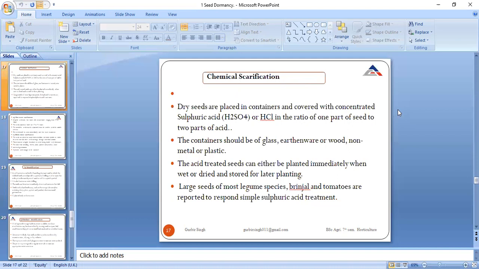Dry seeds are placed in a container and covered with concentrated sulfuric acid in the ratio of 1 part of seed to 2 parts of acid. The container should be of glass, wood, non-metal, or plastic. The acid-treated seeds can either be planted immediately when wet or dried and stored for later planting. Large seeds of some legume species, brinjal, and tomato are reported to respond to simple sulfuric acid treatment.